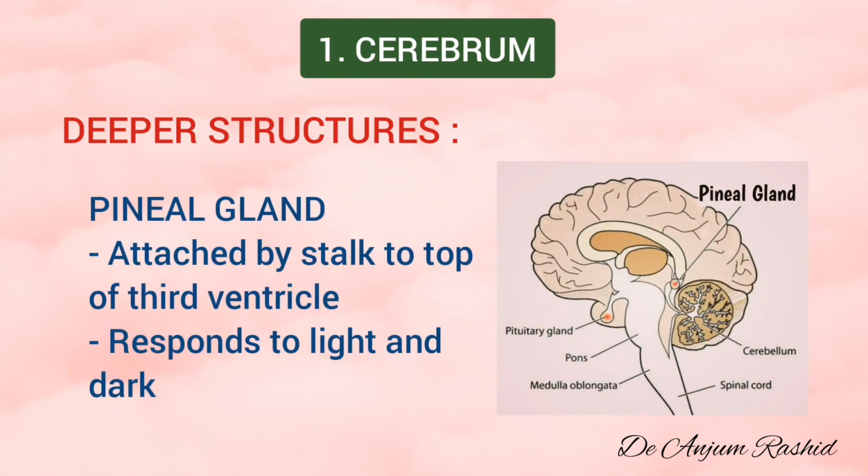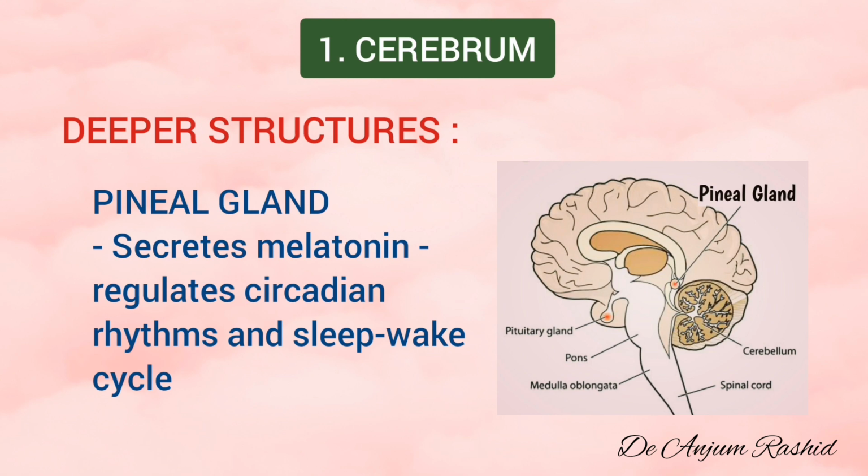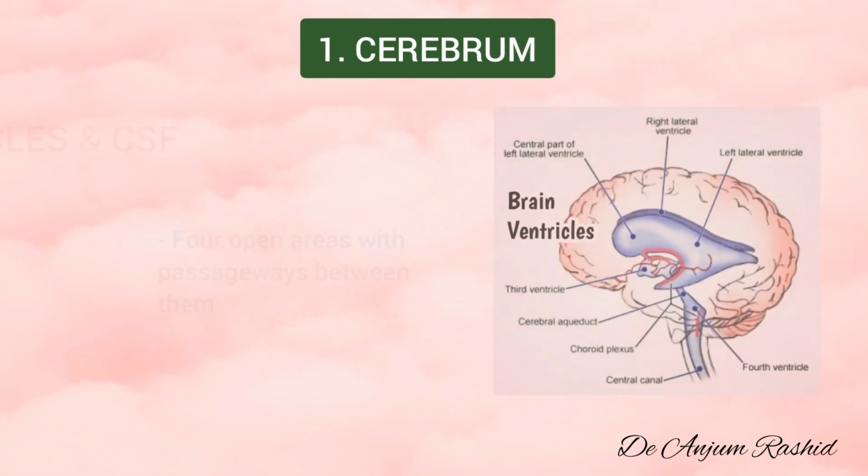Pineal gland. It is located deep in the brain and is attached by a stalk to the top of the third ventricle. Now, this pineal gland responds to light and dark and secretes melatonin, which regulates circadian rhythm and sleep-wake cycle.